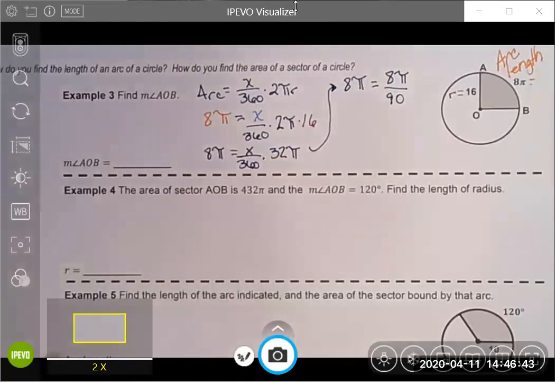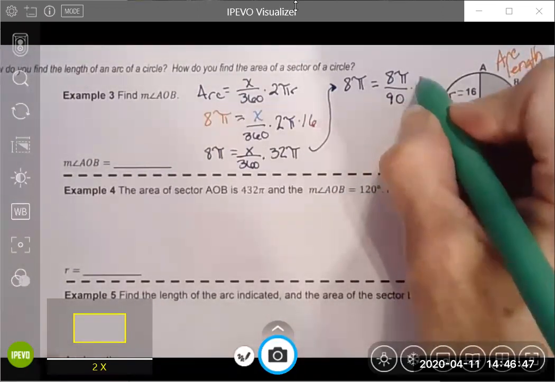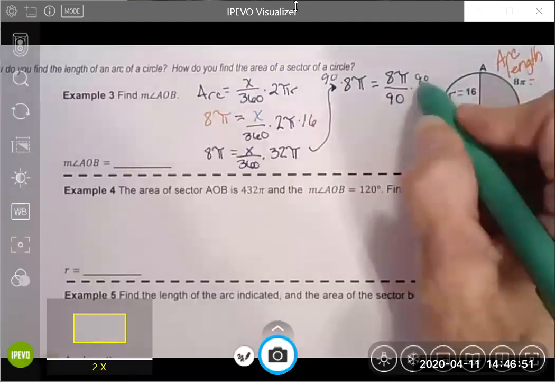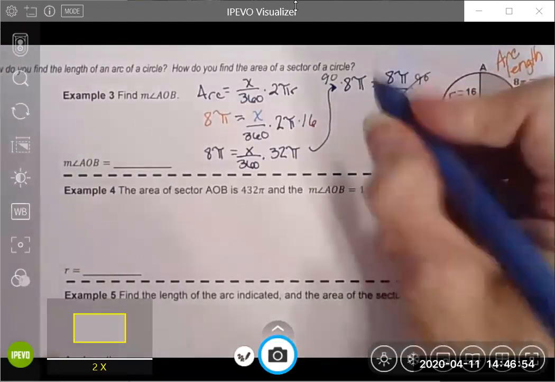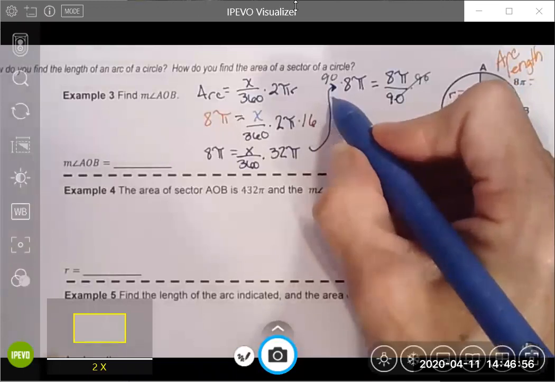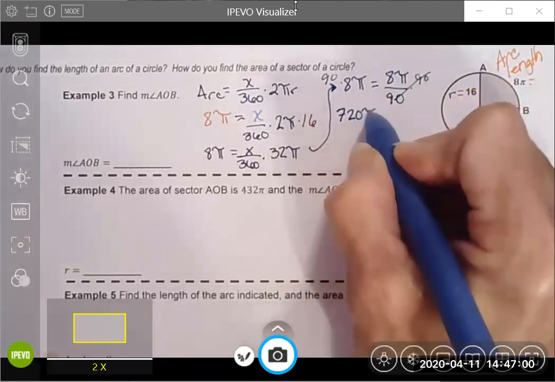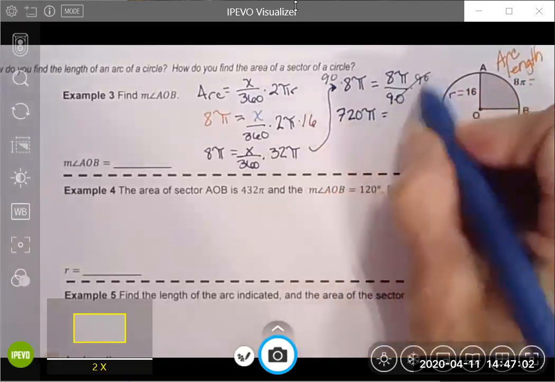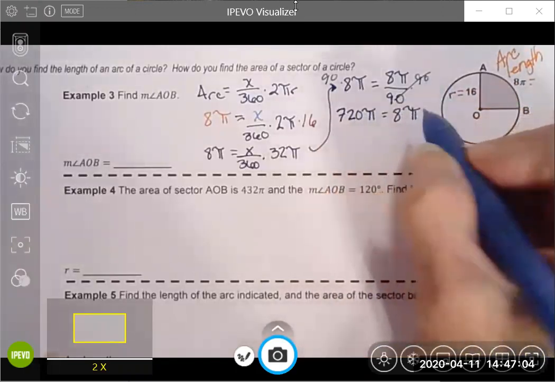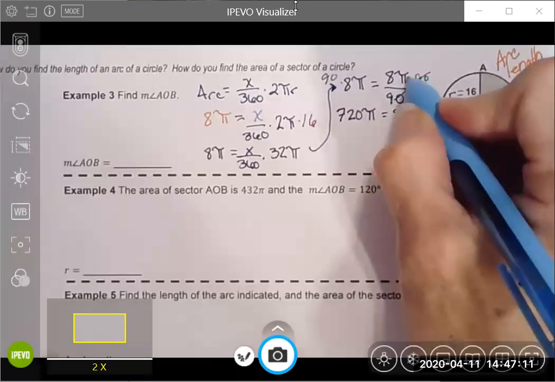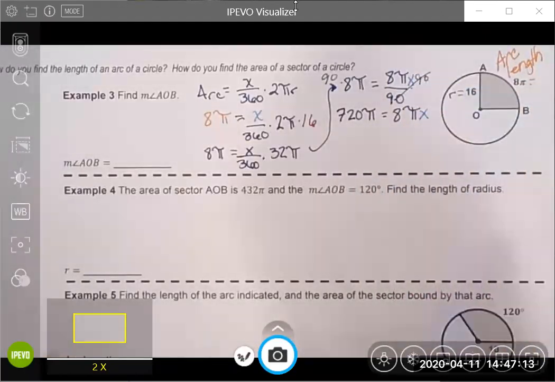To get rid of that denominator, because y'all seem to not like fractions, I'm going to multiply both sides of my equation times 90, because 90 divided by 90 simplifies to a 1. 8 times 90 actually comes out to 720 pi, but now that's going to be equal to 8 pi x. And if I simplify one more time, where's my x? I forgot my x. Don't lose your x.